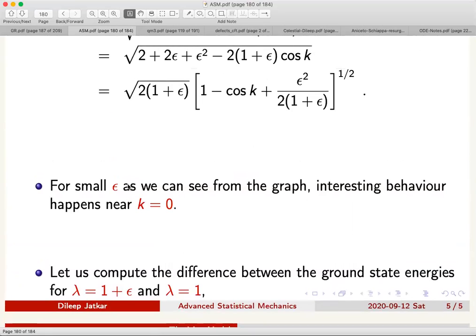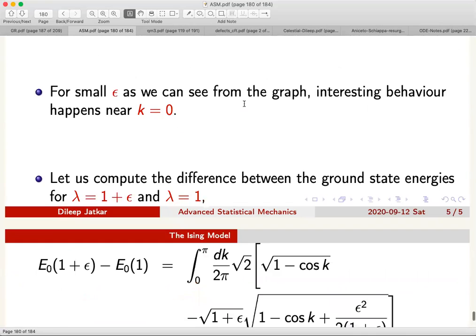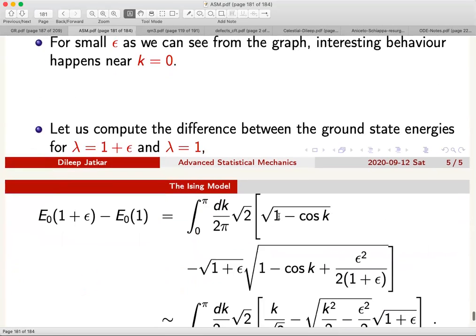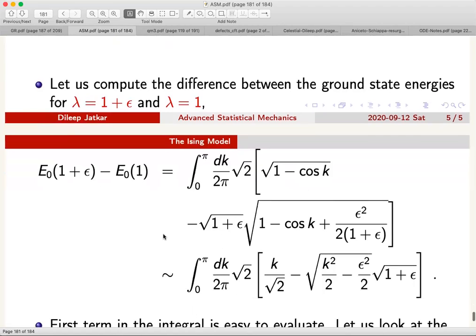If you set epsilon equals 0, then of course you have a simple expression. This is square root 2 times (1 minus cos k) to the half. Minus the lambda equals 1 plus epsilon factor. Now it appears in the opposite order because we are actually summing negative energy states. Both of them are negative, and that's why the sign is flipped here. But this is the expression.